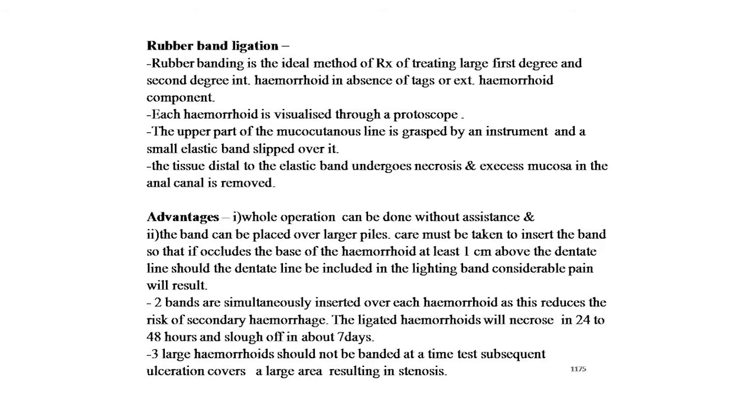The tissue distal to the elastic band undergoes necrosis, and the excessive mucosa in the anal canal is removed. Advantages of this rubber band ligation method are that the whole operation can be done without an assistant, and the band can be placed over larger piles. Care must be taken to insert the band so that it occludes the base of the hemorrhoids at least 1 cm above the dentate line.